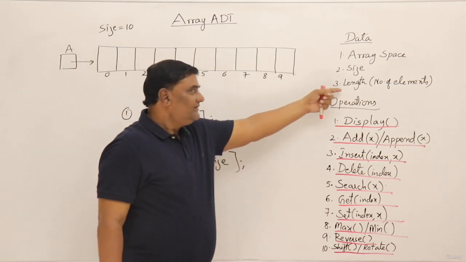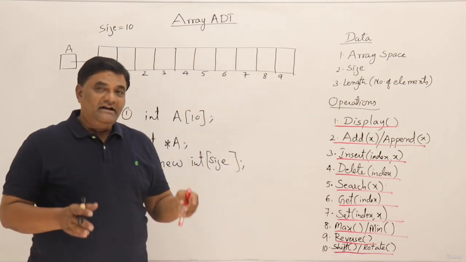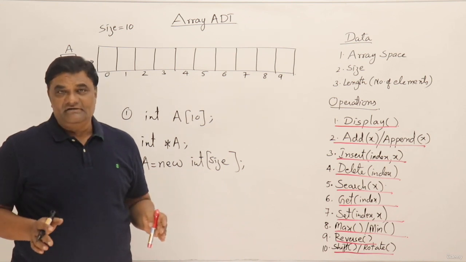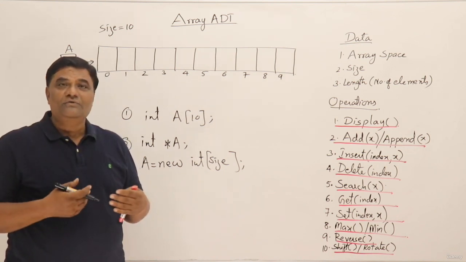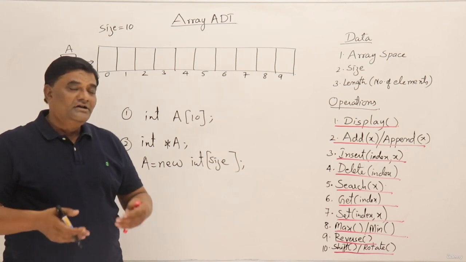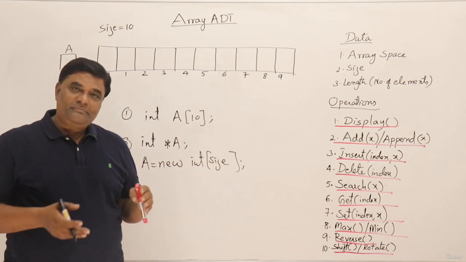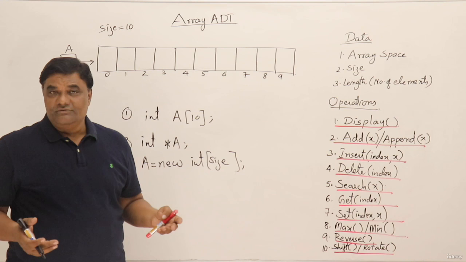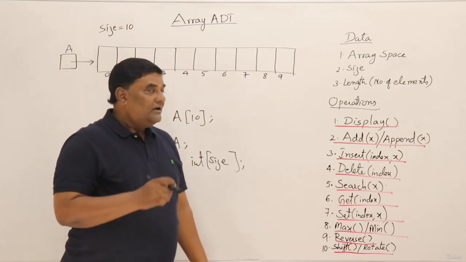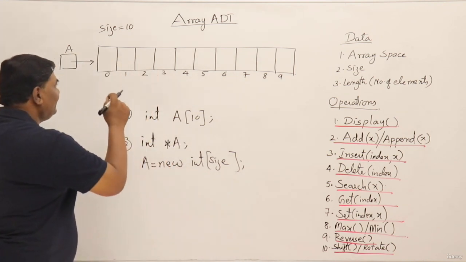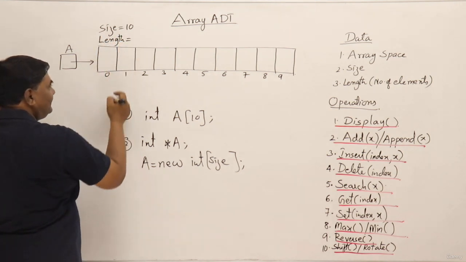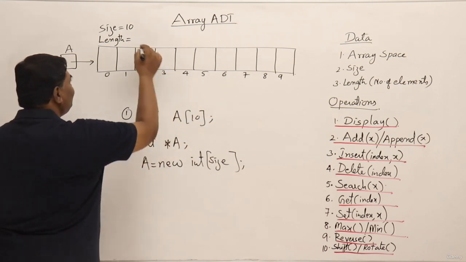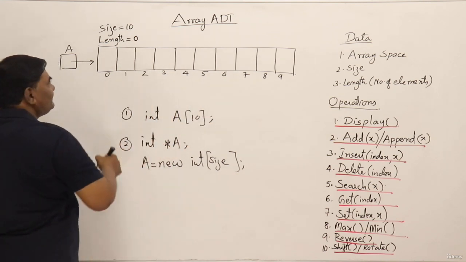Now the next is length of an array. See, I have an array of size 10. It's not necessary that I am using all 10 spaces. I may be having few elements in that one, or I may be using all spaces. So possibility is there that I may or may not be using all spaces. So I want to know presently how many elements are there in an array. So for that, we should also have one more property of an array, that is length. Right now nothing is there in an array, so let us say the length is 0.